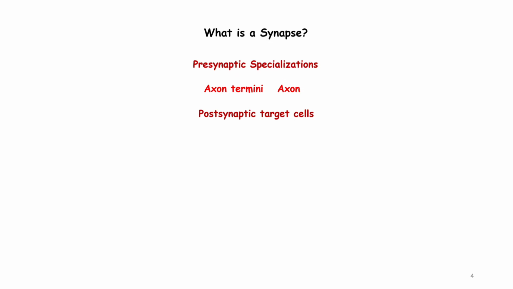Synapses are the junctions between presynaptic neurons that send the signals, and in the presynaptic neuron, there are some structures called presynaptic specializations, like axon termini, even axon. They make the synapse. And postsynaptic target cells actually receive the signals. These postsynaptic target cells could be another neuron, a muscle cell, or a gland cell.